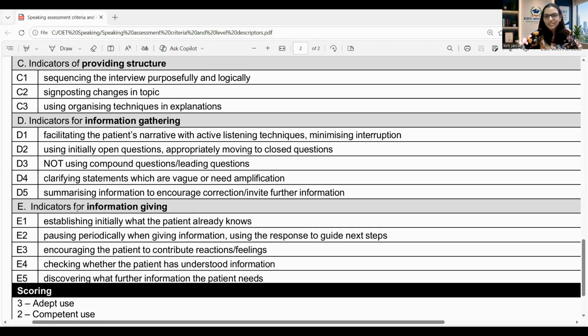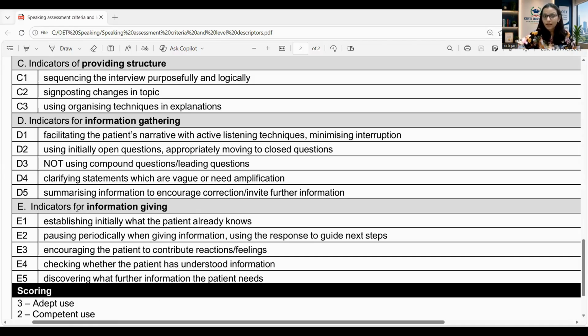So you may ask the patient or carer, what do you mean by misuse of the asthma pump? Could you please elaborate on it for me? Isn't it amazing? If you don't understand, just ask for clarification. And the last point says summarizing information to encourage correction or invite further information.